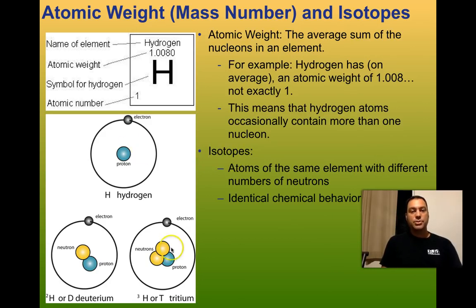So hydrogen, hydrogen, hydrogen. How do we know they're all hydrogen? They each have 1 proton. 1 proton, each of these, right? It's all in the atomic number. Atomic number is 1. Okay. Symbol for hydrogen, of course, is H.